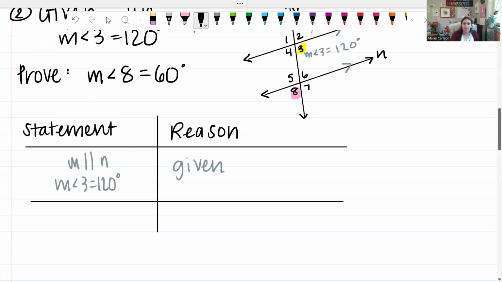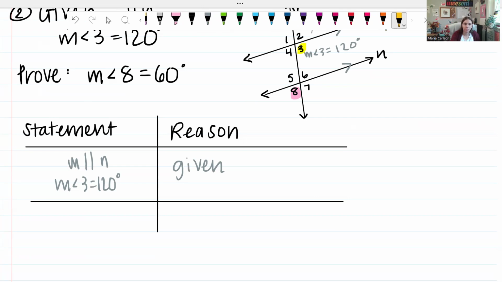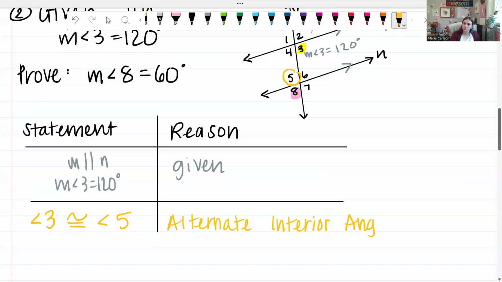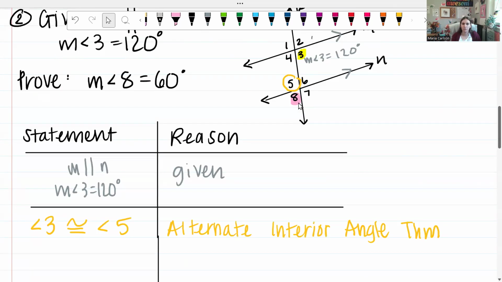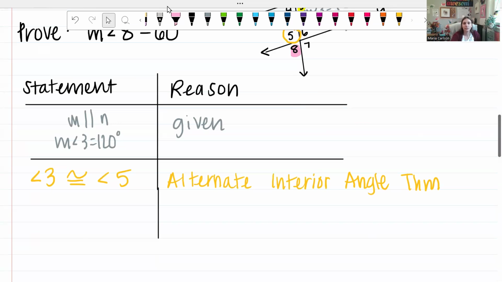Well, next, I can note that angle 3 has to be congruent to angle 5. And the reason here would be our alternate interior angle theorem. It states if you have two parallel lines cut by a transversal, the alternate interior angles are congruent. So we have two parallel lines cut by a transversal. Angle 3 then has to be congruent to angle 5. So where can I go from here then?